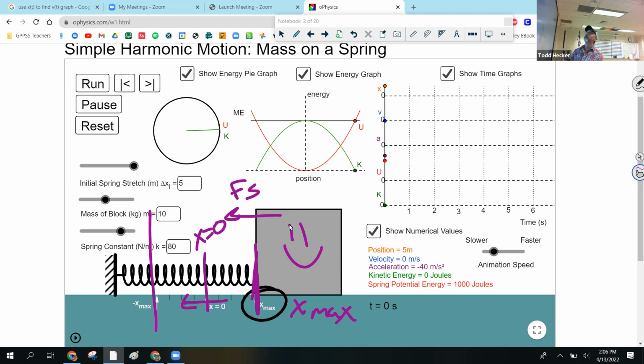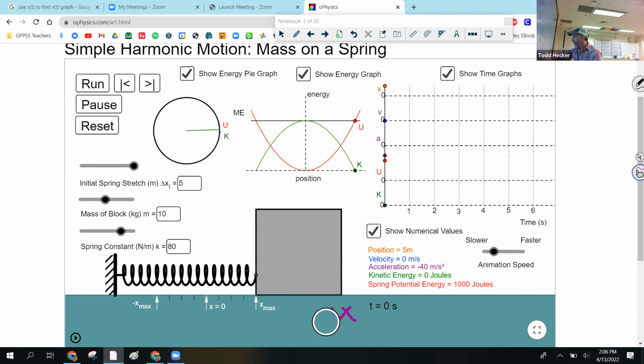So let's observe that, shall we? As this happens, we'll come back to the graphs in a second. Notice we're at our maximum position. Velocity right now is 0. When I click run, watch what happens. Oops, absolutely nothing is what happens. Let's try that again. There we go.